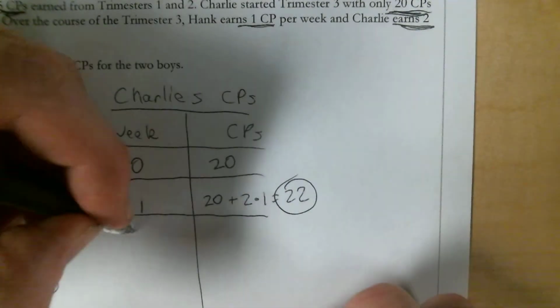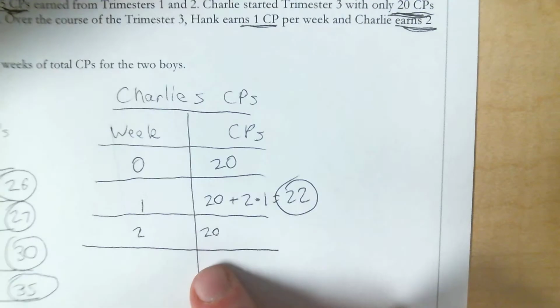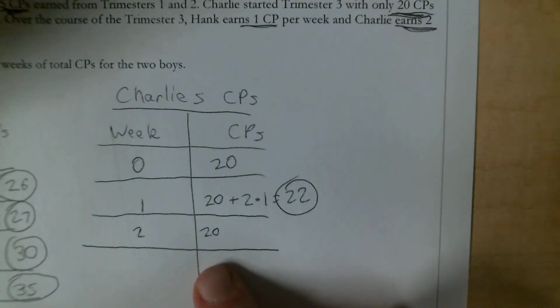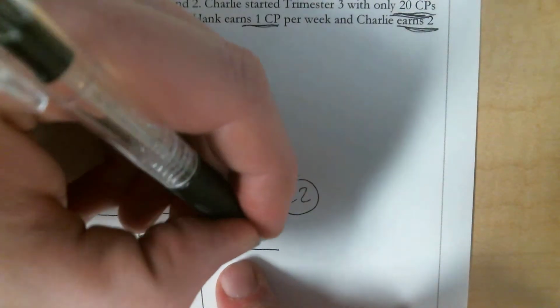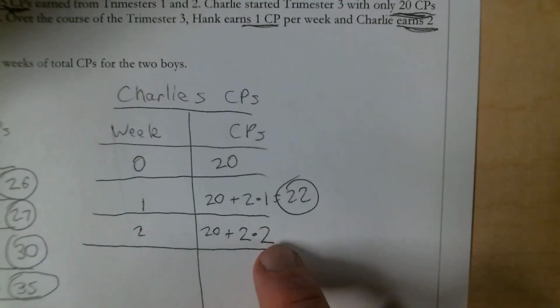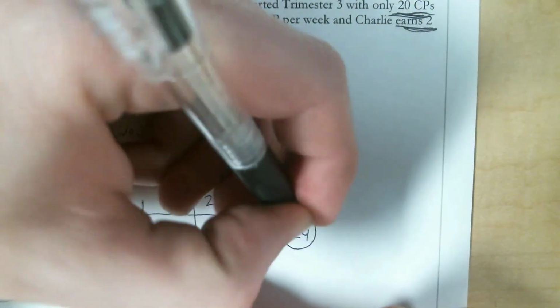So let's keep going. What about in 2 weeks? In 2 weeks, he has 20 CPs from the start, right? But then he has 2 CPs for every week. And this time it's been 2 weeks. So what's 2 times 2? It's 4. And 4 plus 20 is 24.